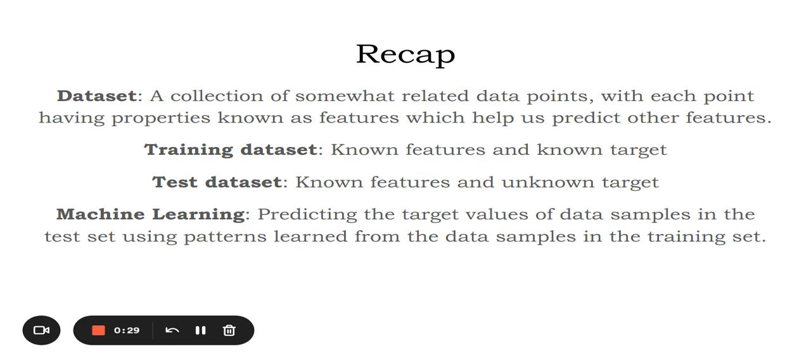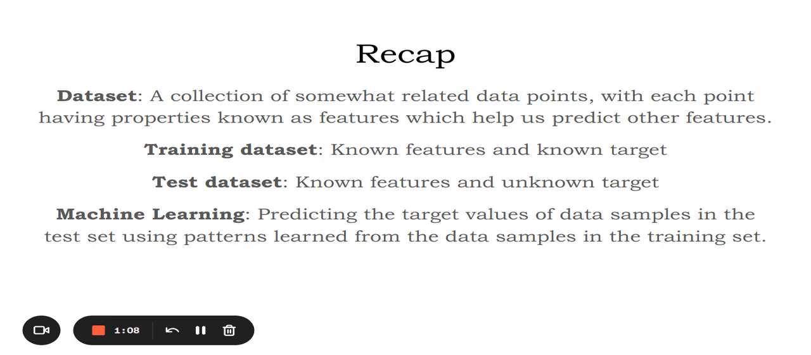A dataset is a collection of data samples, all of which have some similarity, some likeness with one another. The datasets usually have properties called features, which help us find the patterns and predict the other features. Now, the datasets can be of two types: training dataset and test dataset. So, the training dataset has features, which are known, and a target value, which is also known. So, with these values, we train a model.